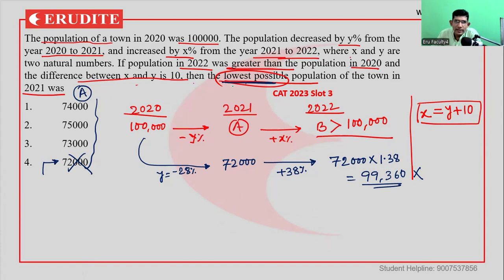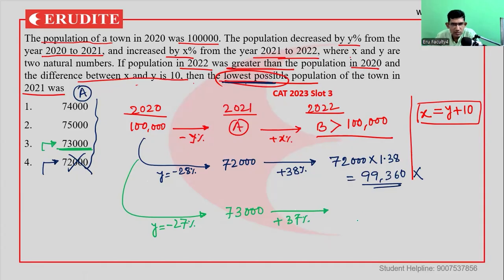So next lowest possible option कौन सा है? वो है 73,000. तो अब इसको लेके चेक करके देखते हैं. If this is equal to 73,000, तो फिर y का वैल्यू क्या होगा? Y will be equal to now 27%. 100,000 से 73,000 मतलब 27% डिक्रीज हुआ. So next year increase क्या होगा? It must be increased by 37%.